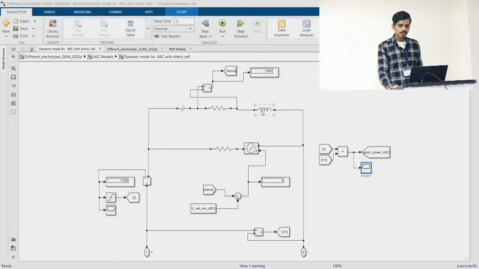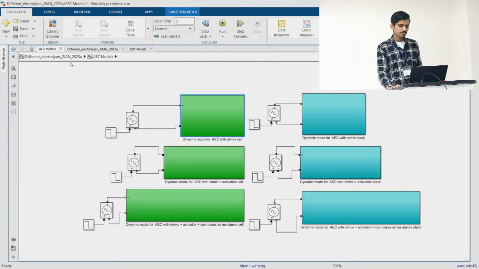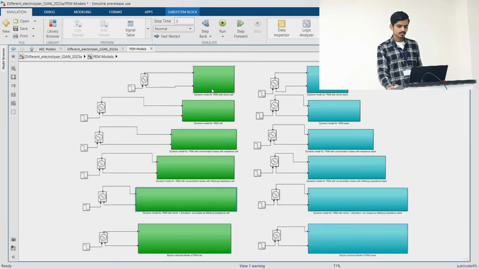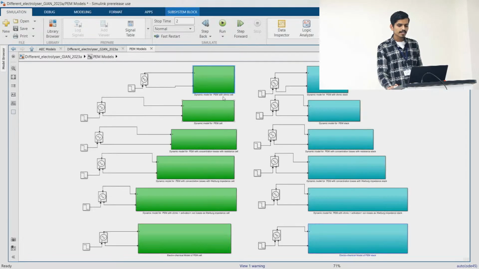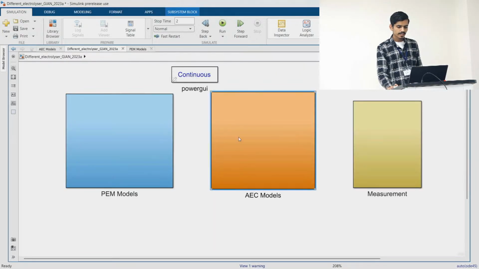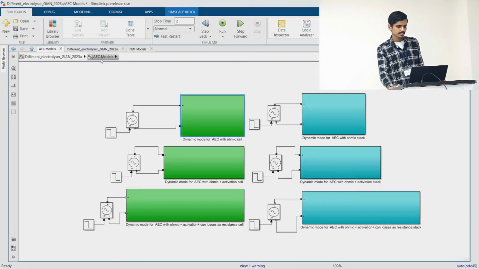Ma'am, this is for the alkaline electrolyzer. Previously, we were discussing the proton exchange membrane electrolyzer. In this model, we didn't have an inductor, but in the alkaline electrolyzer, we have an inductor in the circuit itself. So this is not representing any type of losses. It is inbuilt. Yes, ma'am. So this is the static model for the alkaline electrolyzer.